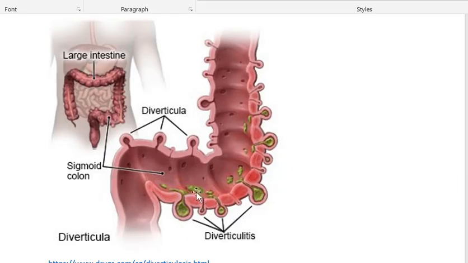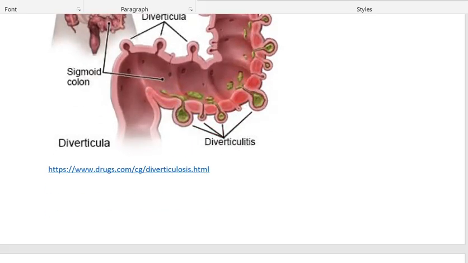So be aware, diverticula are just the little pockets. That's a diverticula. Diverticulitis is inflammation and infection in the pockets themselves. Be aware of the wording, diverticula, diverticulitis, okay?